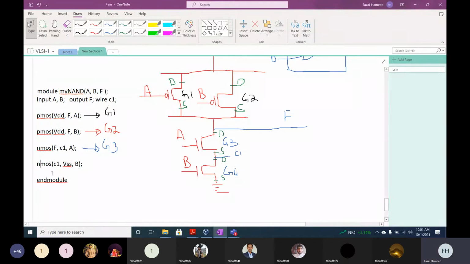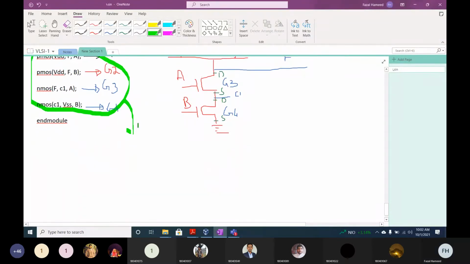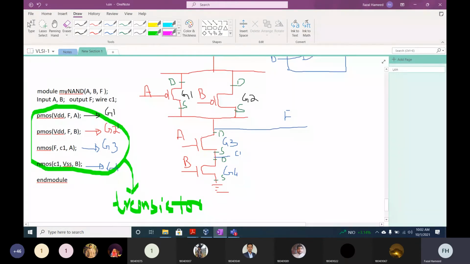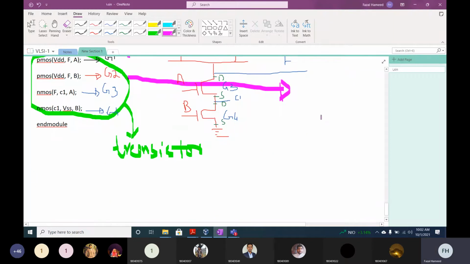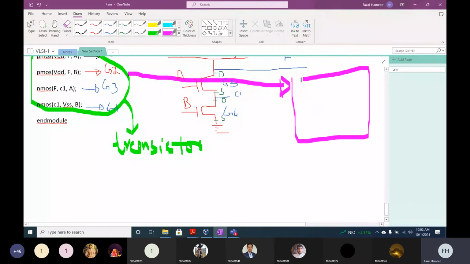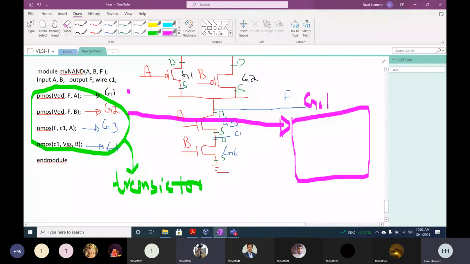Now, if you look at this code, this is your transistor G4. So this is the design of the NAND gate using transistor level or gate level? Transistor level. And if you want to design the same NAND gate using gate level, what can be the code?